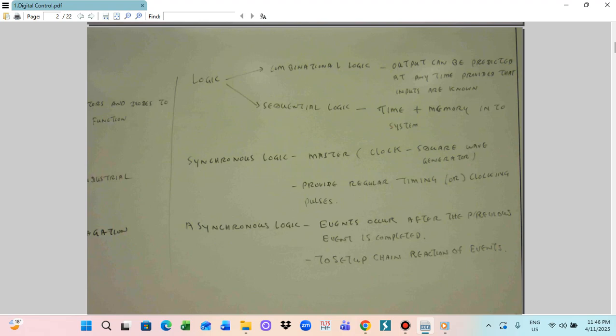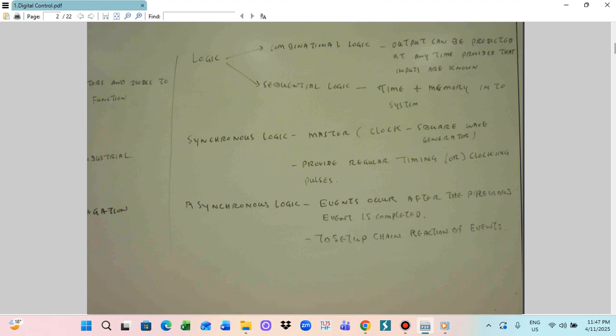So this is the master. This is the square wave generator. We also call it the clock or square wave generator. The function is that it can provide a regular timing of the clocking path.